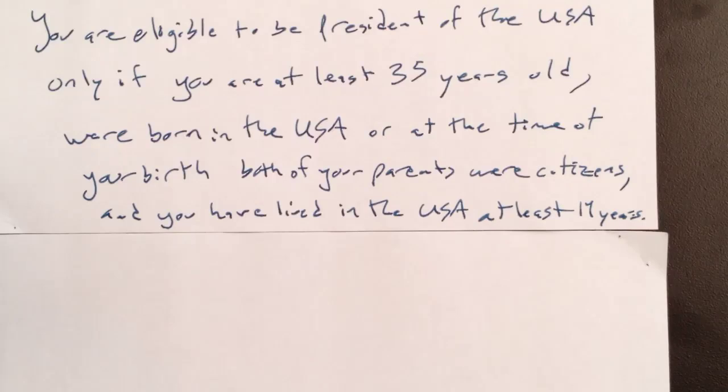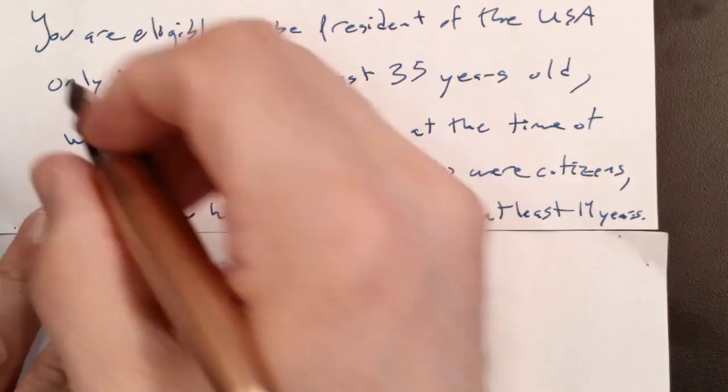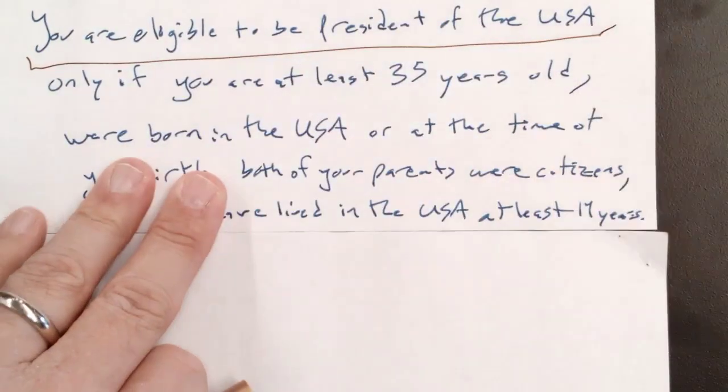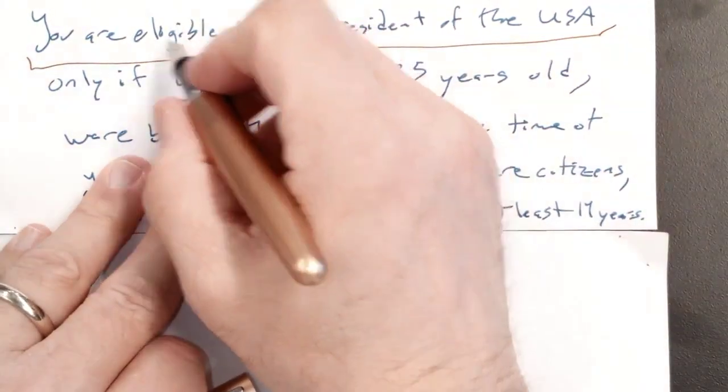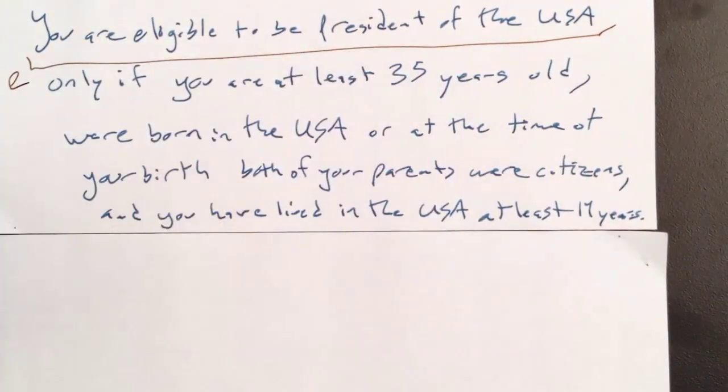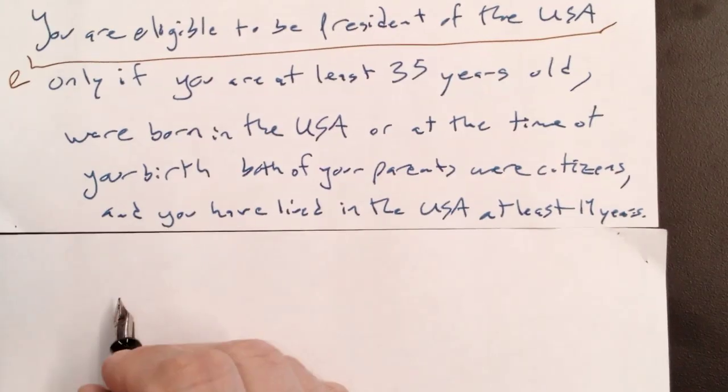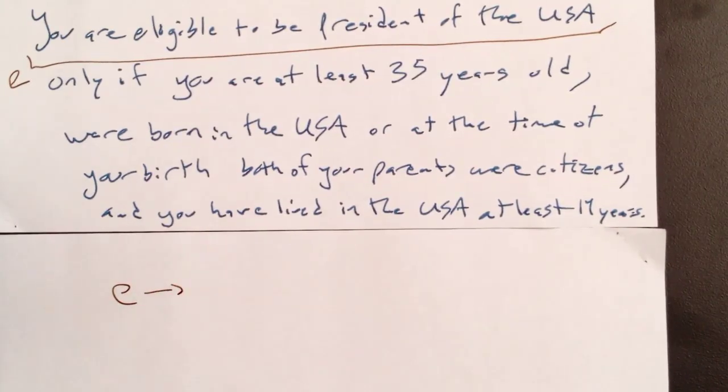I need propositional variables. What up here? You are eligible to be president of the USA. That's either true or false. I'll use eligible. We'll call that E. Only if is a logical connector. And from what we did last time, we already know how the translation into symbols is going to start. How's the translation going to start? E arrow, the rest of it.